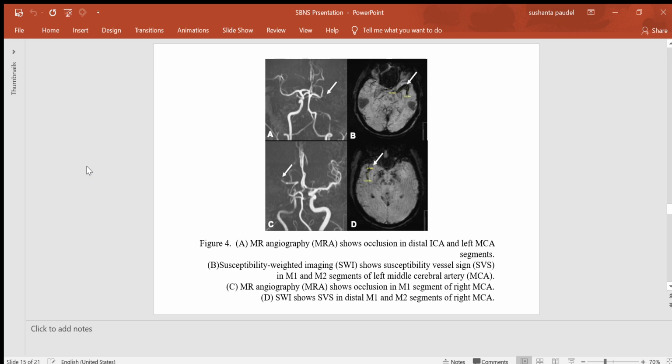This is figure A showing the MR angiography occlusion on the distal ICA and the left MCA segment, and figure B is essential for showing the susceptibility vessel sign. Similarly, in the case of figure C, the MRA shows the occlusion in the M1 segment of the right MCA, and figure D shows the SVS in the distal M1 and M2 segments of the MCA.